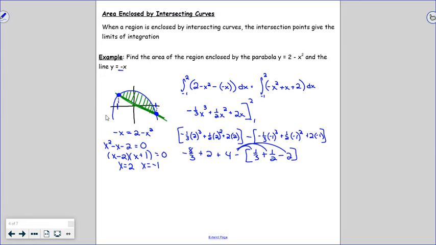-8/3 minus 1/3 would be -9/3, and -9/3 is -3, right? So I can put my thirds together to get -3 plus 2 plus 4 minus 1/2 plus 2, right? So that would be what? 6, 8, minus 3 is 5, minus 1/2, so 4.5. Okay, any questions so far?